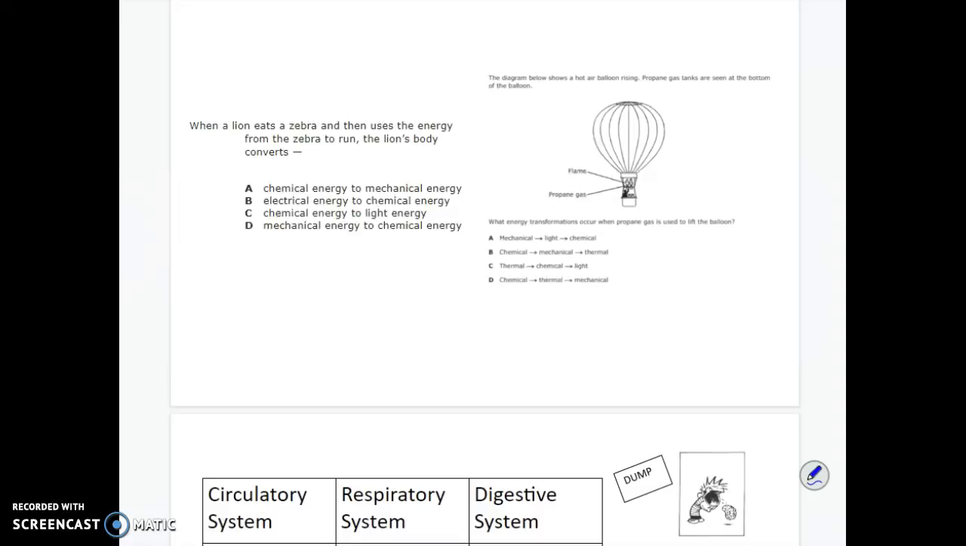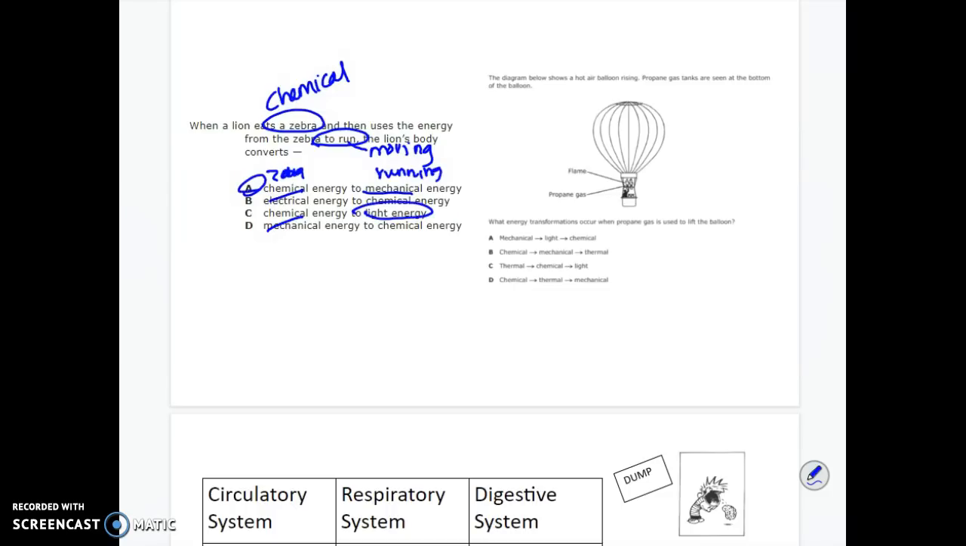All right, first one, when a lion eats a zebra, and then uses the energy from the zebra to run, the lion's body converts. So what I said earlier, that zebra or anything that we eat is chemical energy. It's stored until our body uses it. So that's chemical energy, and then he uses that energy to run. Well, that's movement, and that movement is mechanical energy. So right here, these two are going to automatically be gone because this is the zebra right here. This is the chemical, and it changes, and this is the running. So our correct answer is A.